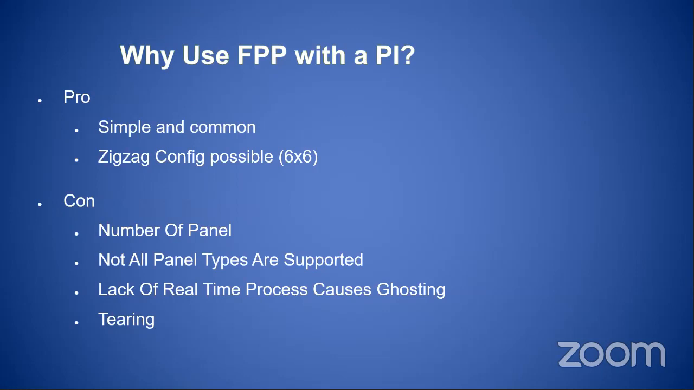Why use FPP with a Pi? It's simple, and you can get a zigzag configuration. The con is the number of panels. Not all the panel types are supported. The lack of real-time causes ghosting and tearing.